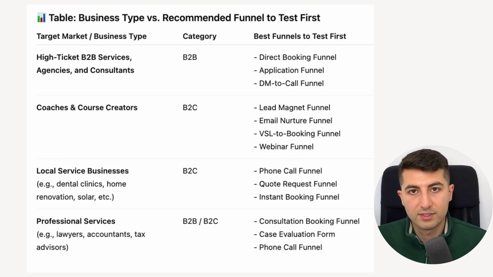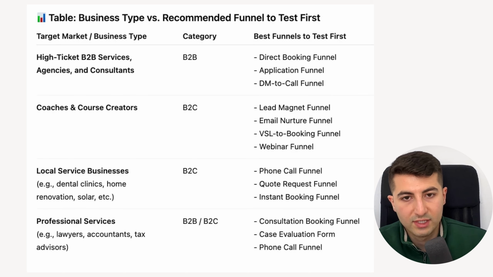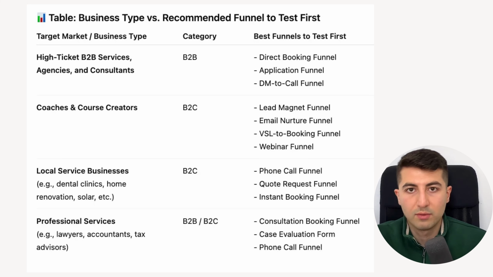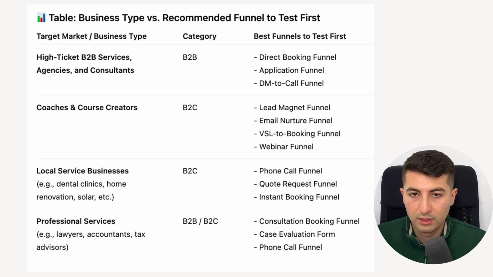So as you can see here on the screen, we have a table that categorizes the business type with the best funnels to test first. So you have a target market, for example, high-ticket B2B services, agencies and consultants. These are in the B2B, and the best funnels I would recommend to test are direct booking funnel, application funnel, and DM to call funnel.